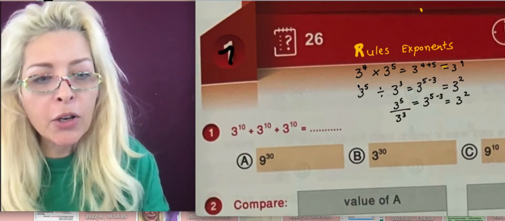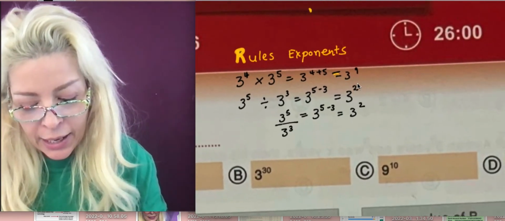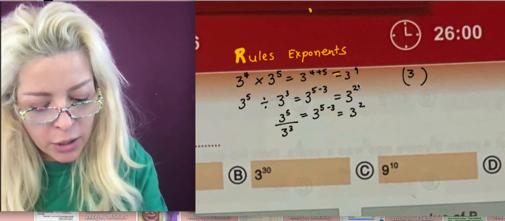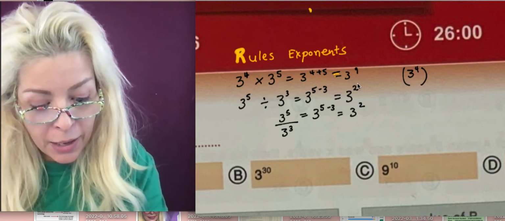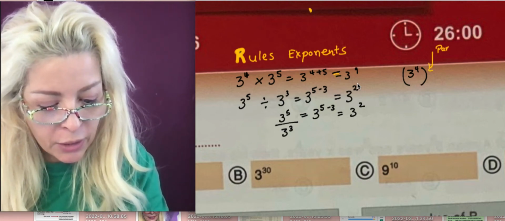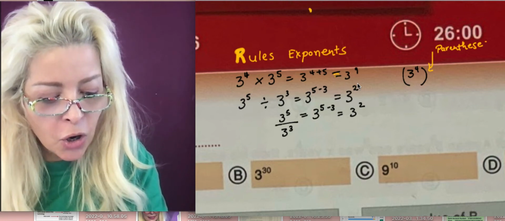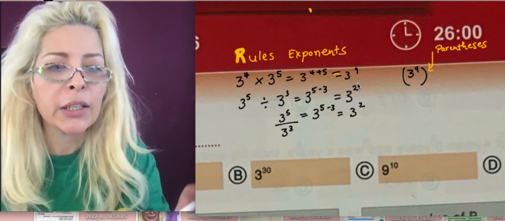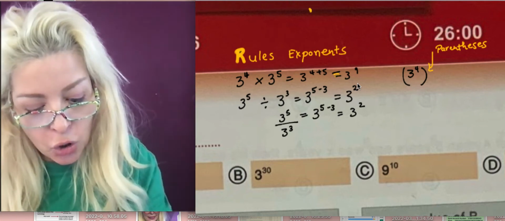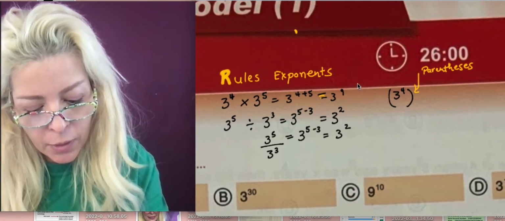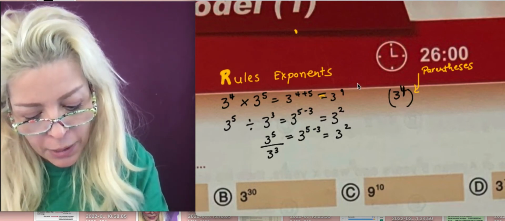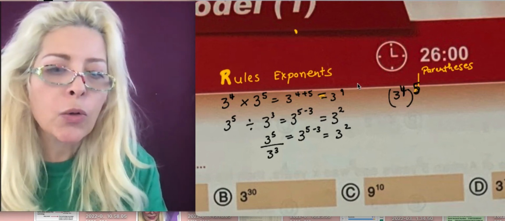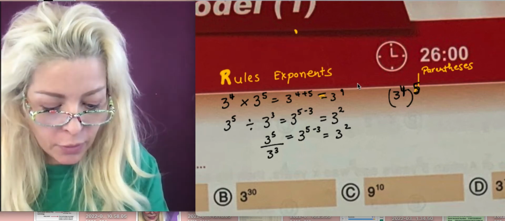Okay, now, there's also another rule that says if you have a power in parentheses, and by the way, these are parentheses. These are not brackets, okay? Stop calling them brackets, guys, please. These are parentheses. So if you have 3 to the power of 4, and then in the outside of the parentheses you have another 5, what will you do to the powers?